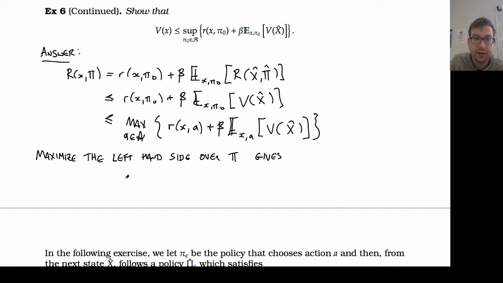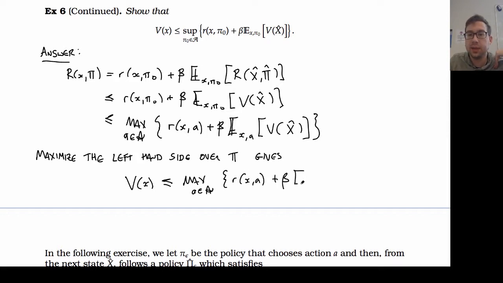this is going to give that v of x is less than or equal to the max over a of r of x of a plus beta e of x of a v x hat. That's it. So now we're a quarter of the way through the proof.